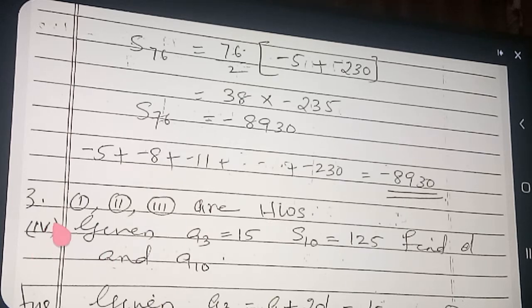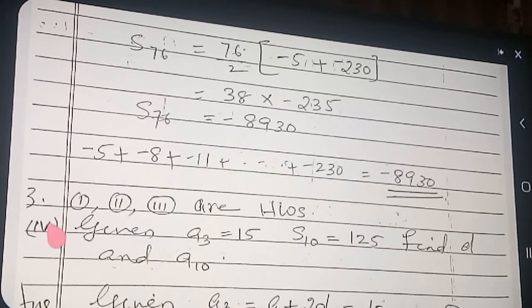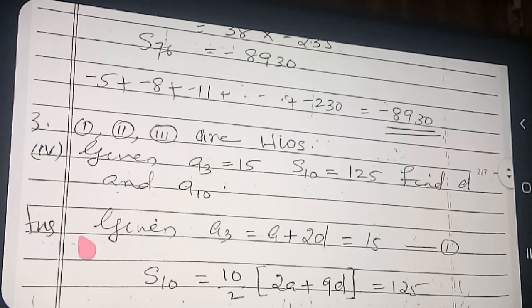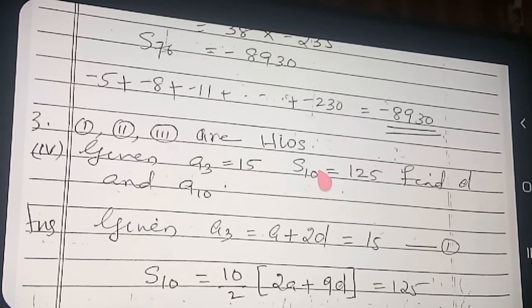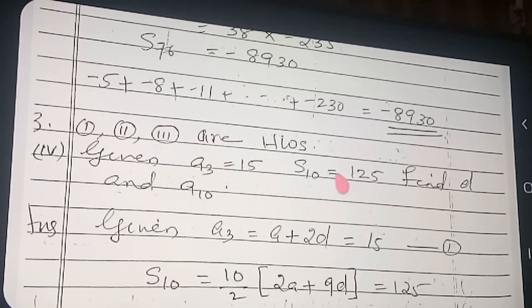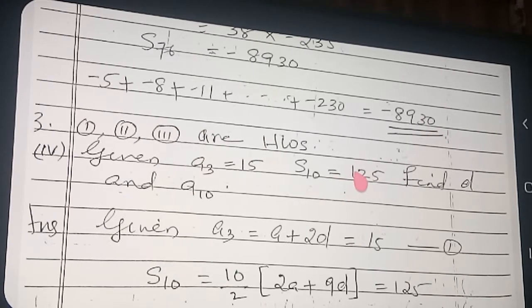And now the next question is the fourth one. Question four, read by yourself. Make it clear first what is given. What is given? A3 is 15 given and S10 is 125 given.